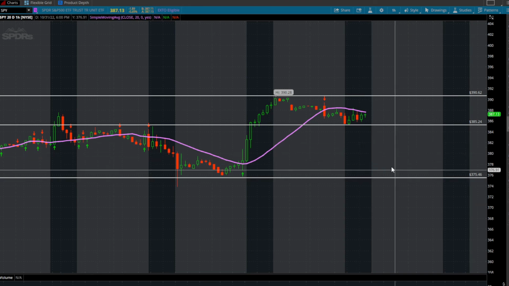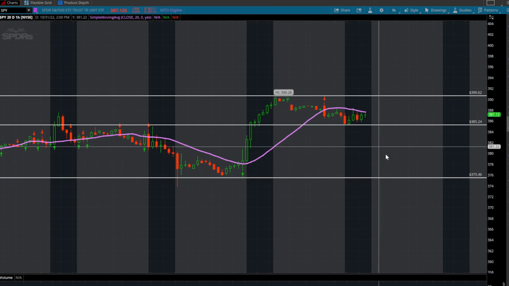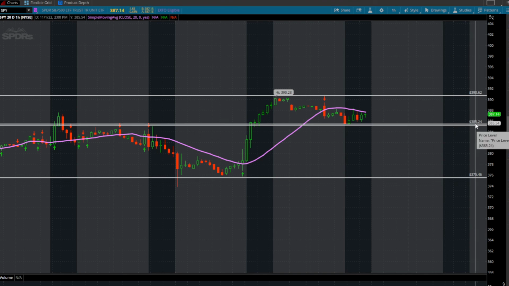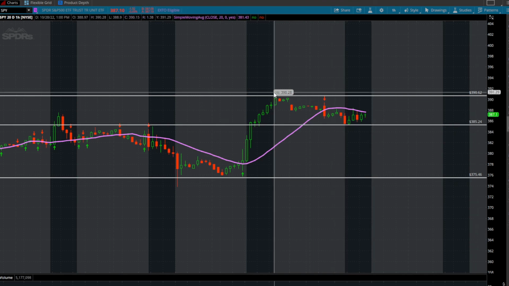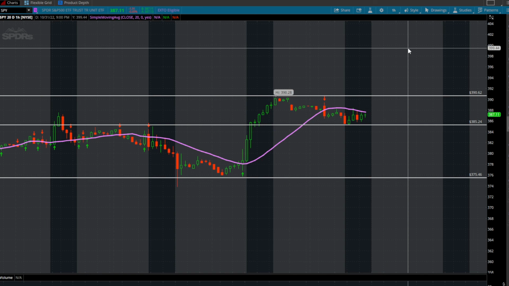375 would be a potential target. Take profits along the way. Don't quote me on 10 points down. But again, below 384.25, I'm interested in a short. Over 390.28, I'm interested in a long.